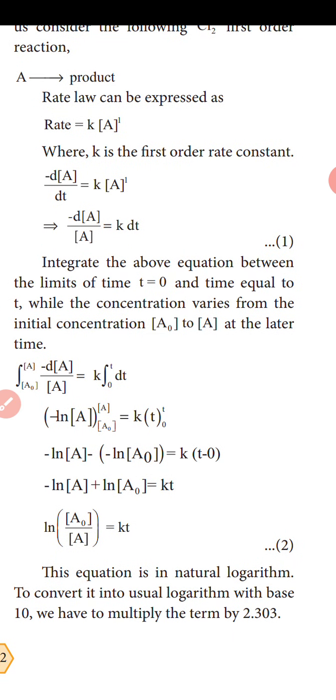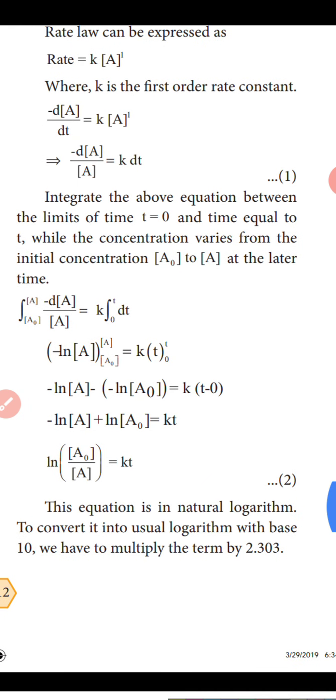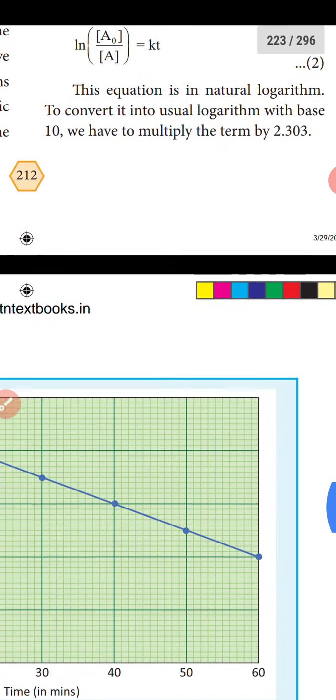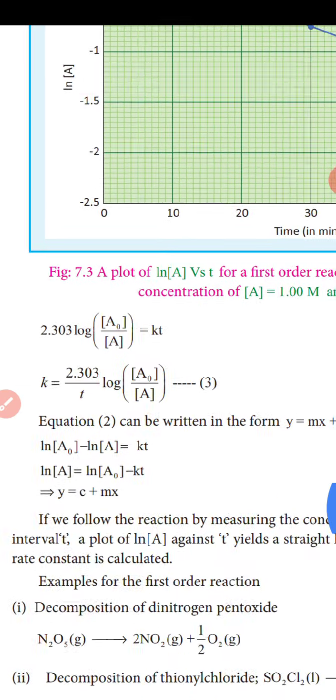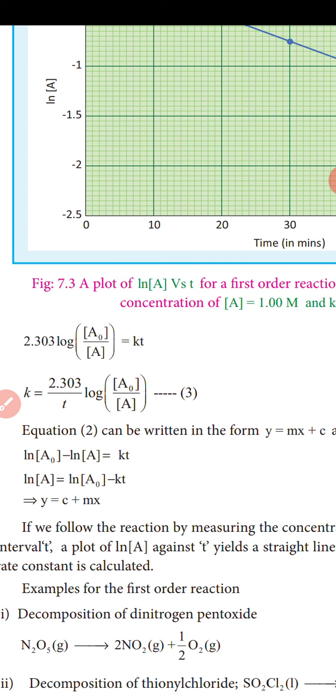This equation is in the natural logarithm. It can be converted into the usual logarithm with base 10. We have to multiply the equation's terms by 2.303. So 2.303 log A naught by A is equal to kt. So k is equal to 2.303 by t, log of A naught by A.